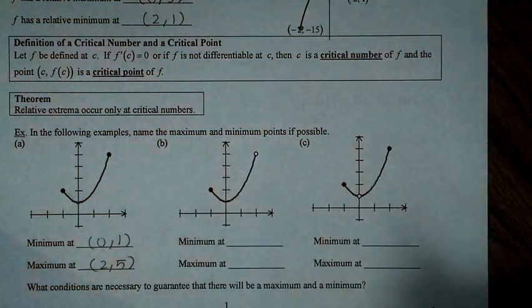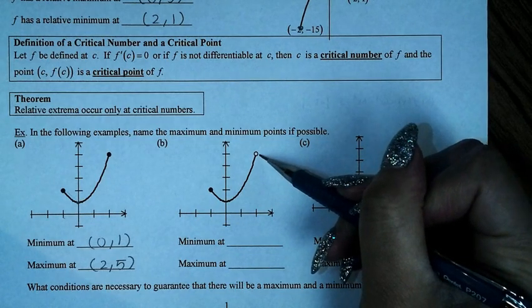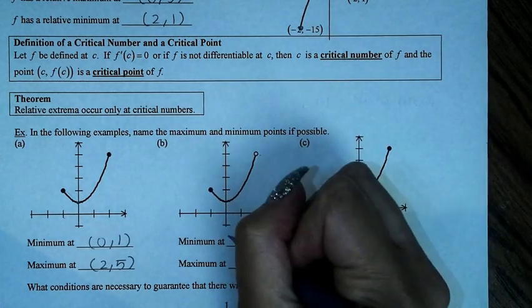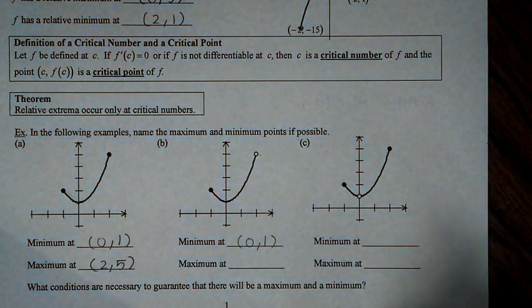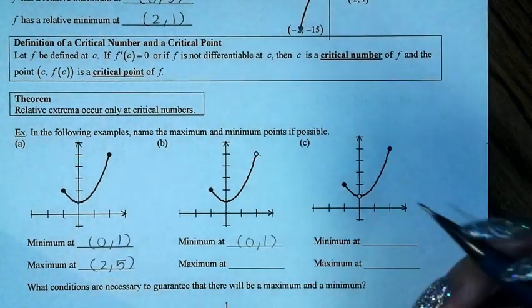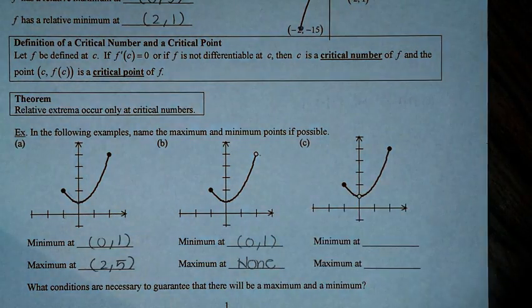Okay? So you're all happy, you are like, I'm getting this. Now, let's complicate things a little bit more. Here we have a hole, okay? So you can find the minimum, it's at (0, 1), and you're right. And then the maximum, where's the maximum? Well, that one is not a maximum because it's not defined on the function. So technically speaking, it's none, okay?